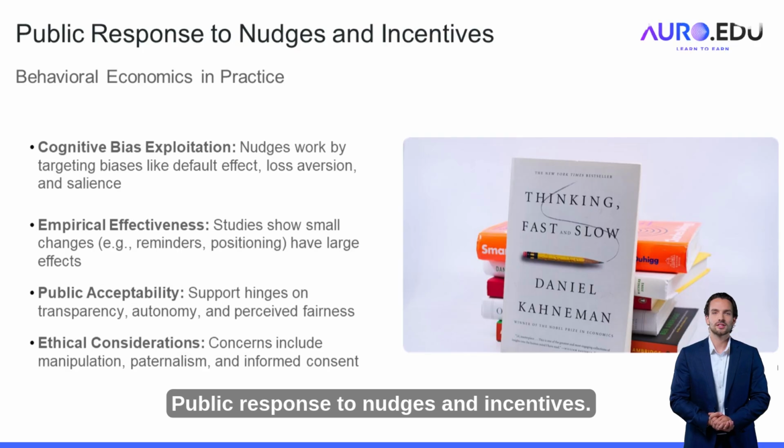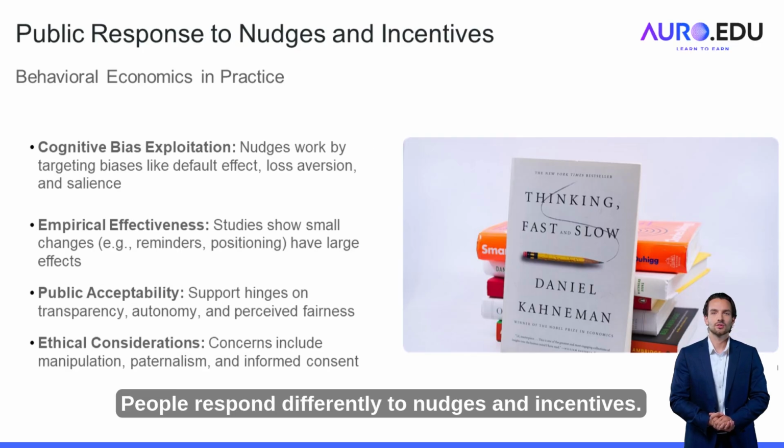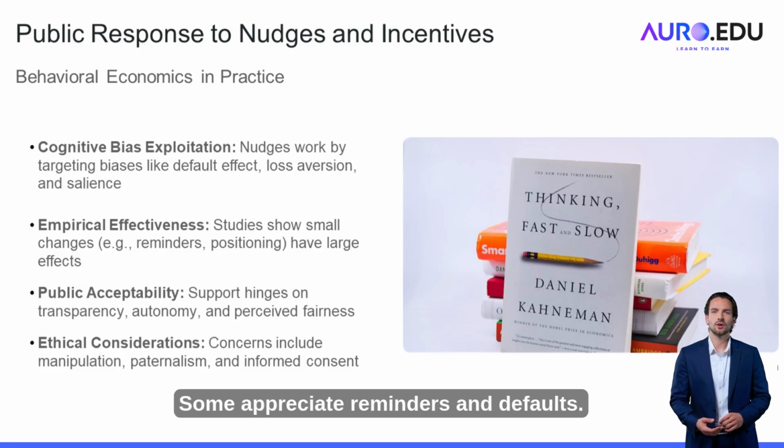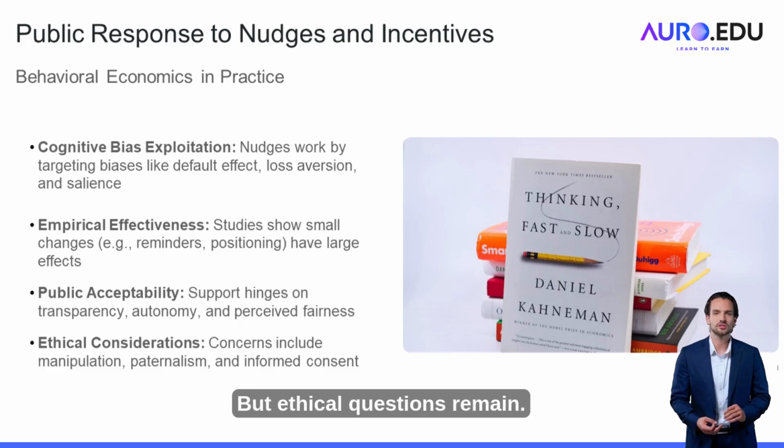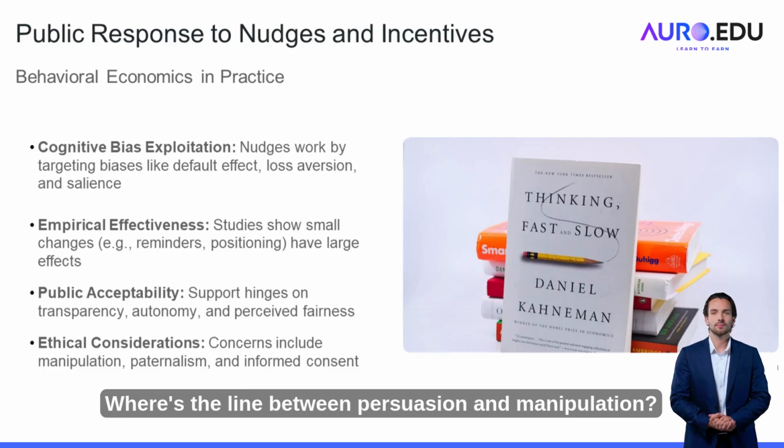Public response to nudges and incentives. People respond differently to nudges and incentives. Some appreciate reminders and defaults, others find them manipulative. Transparency and fairness are key. Studies show that small tweaks, like changing the order of choices, can yield large behavioral shifts. But ethical questions remain. Where's the line between persuasion and manipulation?